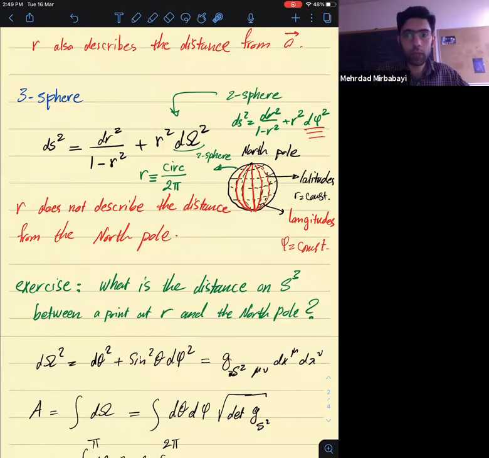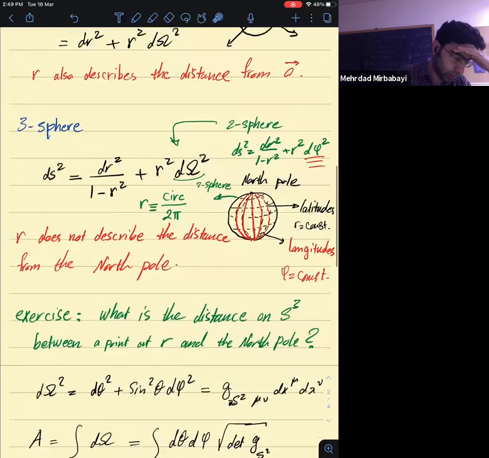Well, maybe one thing that you can try to do for this exercise is to relate this metric to the more standard metric for the three sphere. So what is the more standard metric for a three sphere?